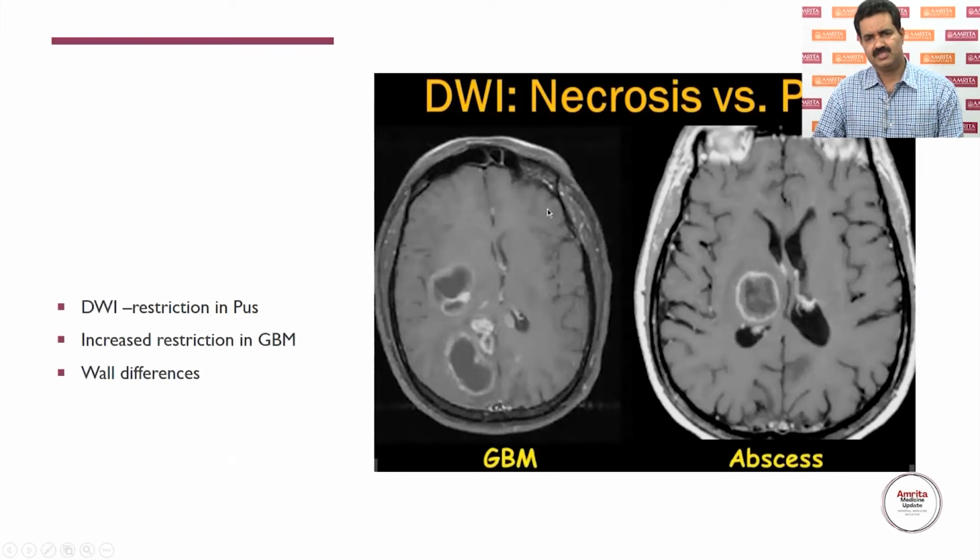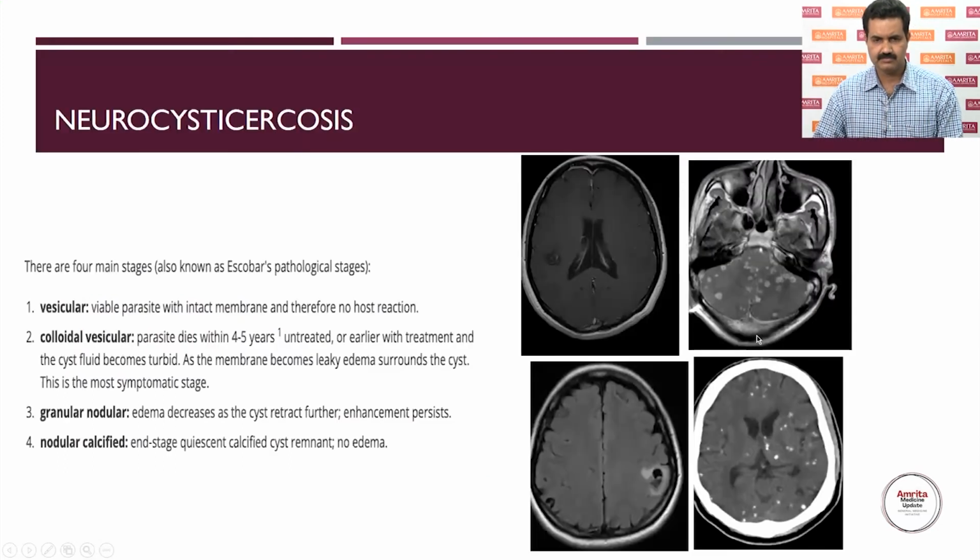So now this is actually the GBM with necrosis versus abscess. You can see the difference. The walls are smooth here, but it is irregular. You can see daughter lesions here, but only one lesion here.